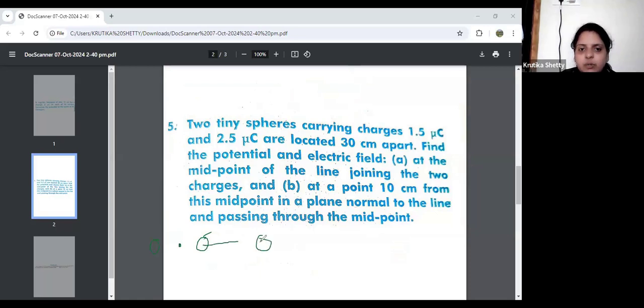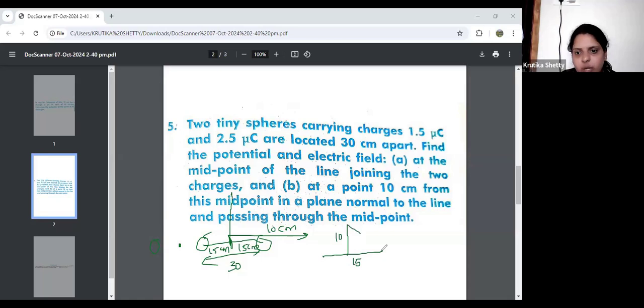Here we can consider the two charges. So from this midpoint, they are saying 10 centimeter. This total is 30 centimeter, so here it is 15 centimeter and here it is 15 centimeter. So this is 10 centimeter, 15 centimeter. Here the resultant, from the midpoint in a plane normal to the line, they are saying. So normal to the line, what you need to consider here? You have to consider normal to the line.